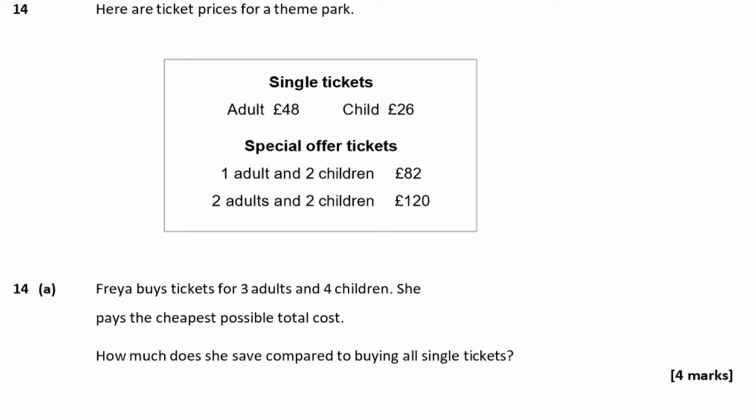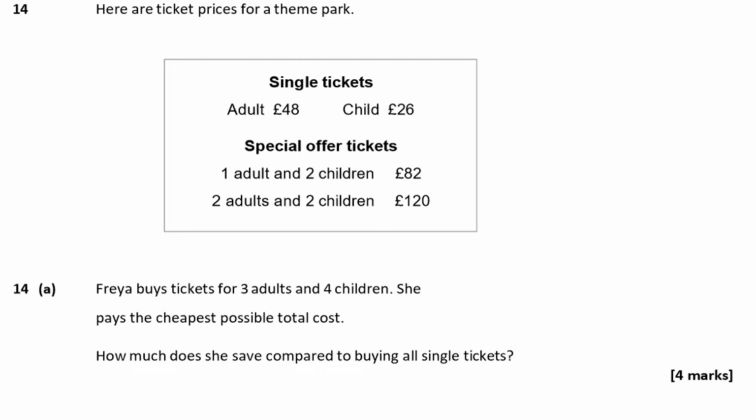Question 14. Here are ticket prices for a theme park. Single tickets for adults are £48, child is 26, and there are some special offer tickets where you can get 1 adult and 2 children tickets for £82 and 2 adult and 2 children tickets for £120. Now Freya buys tickets for 3 adults and 4 children. She pays the cheapest possible total cost. How much does she pay? Does she save compared to buying all single tickets?